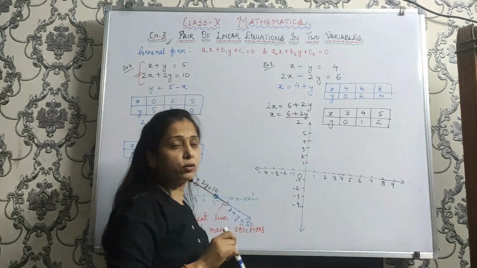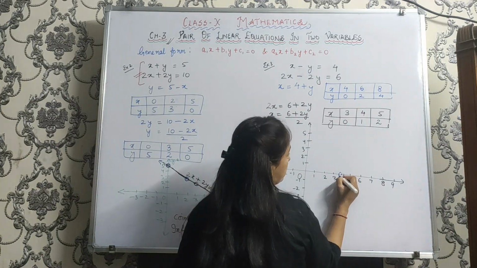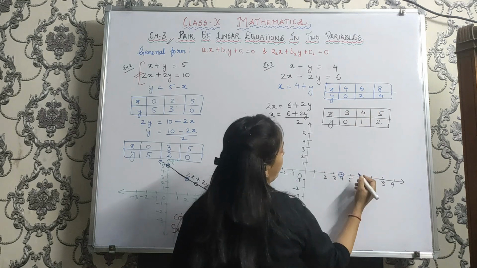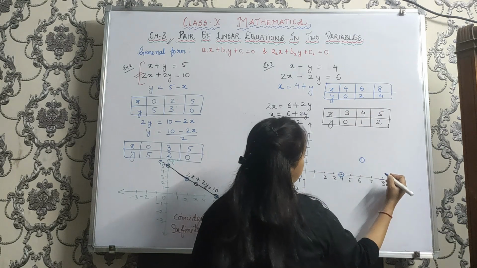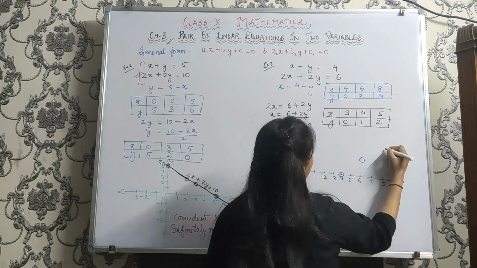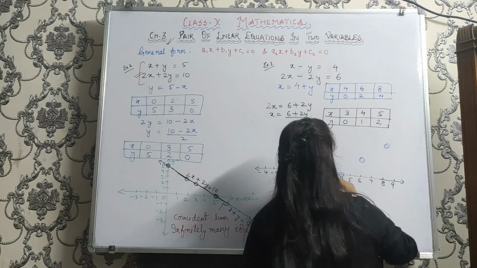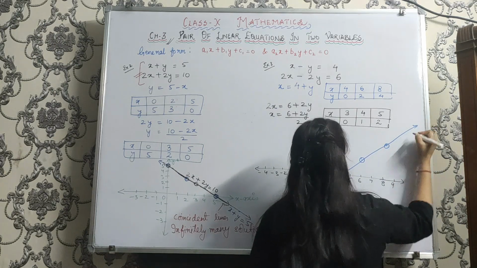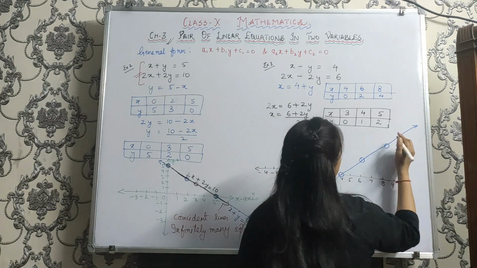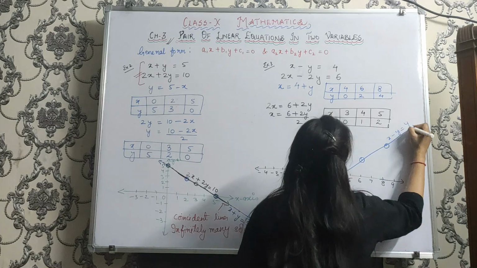Let's plot these points on the graph. First is 4, 0, it is here. Second is 6, 2. x is 6, y is 2. Third point is x is 8, y is 4. It's somewhere here. So we get this line. So this is the first equation, which is x minus y is equal to 4.